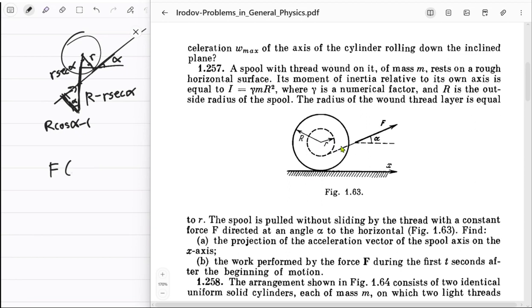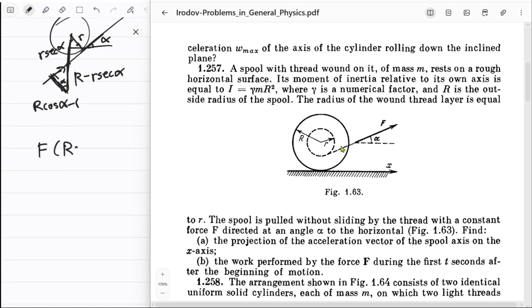So F times this arm, R cosine alpha minus small r. Okay, all of that upon the inertia about this point. You've got what, 3 upon 2 mr squared? Wait, no, that's not right because it's not a disk. So you already know the inertia about the center of mass, right? You've got I plus mr squared. So this thing, which is basically gamma plus 1 times mr squared. All right, cool. And that's our torque.